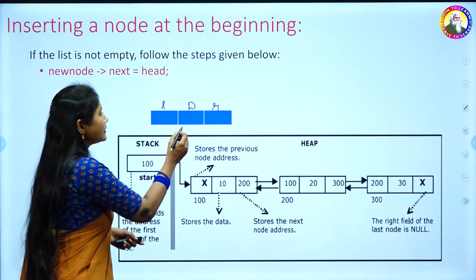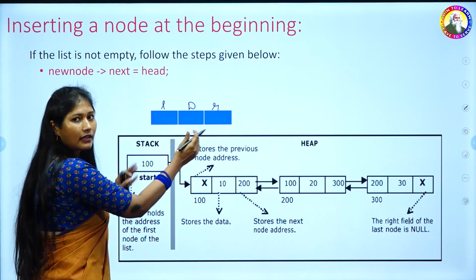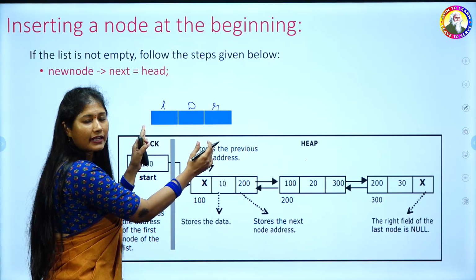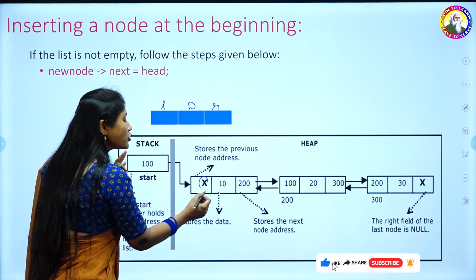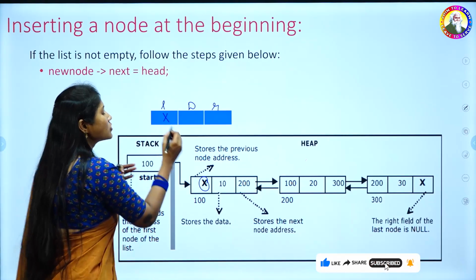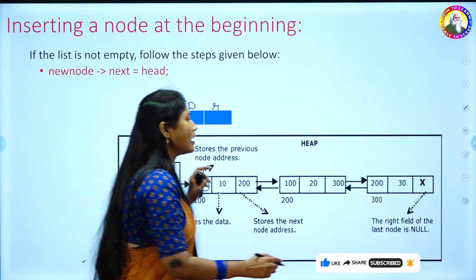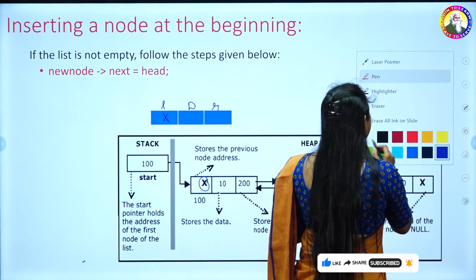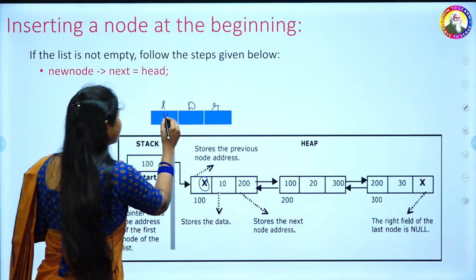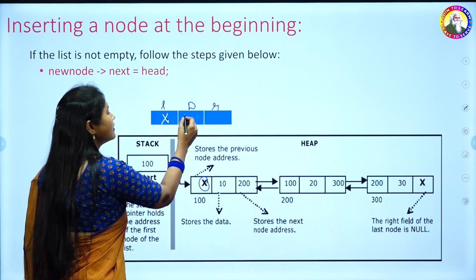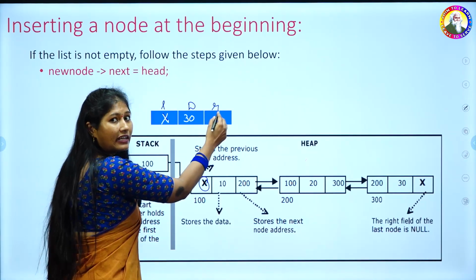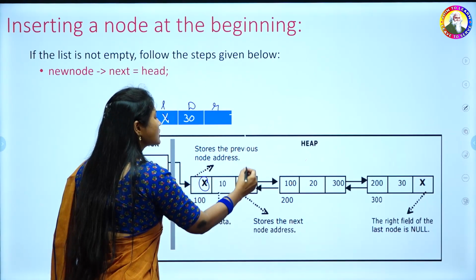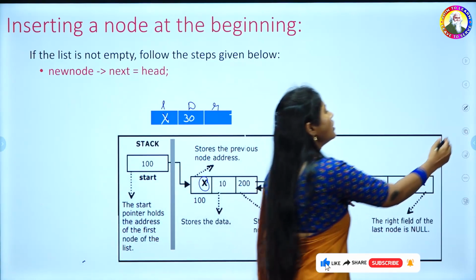Why? Because this will be the first node in a double linked list. Yes or no? Yes. In a double linked list, the left pointer should be marked as null. So here I should mark it as null. And after that, some data is inserted, like 30 or 40, anything you want. After that, this right link should point to the next one.